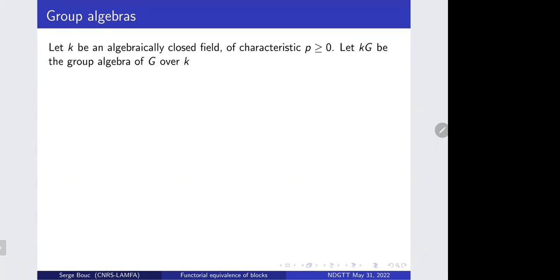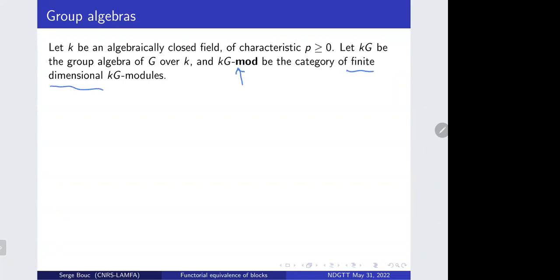So for a finite group G, we have the group algebra KG, which is a vector space with basis G and multiplication given by a linear extension of the multiplication in G. And we have a corresponding category of finitely generated modules, or finite dimensional KG modules, which is the same thing. Here the notation is standard. The lowercase m means finite dimensional or finitely generated, and an uppercase M would mean the category of all KG modules.